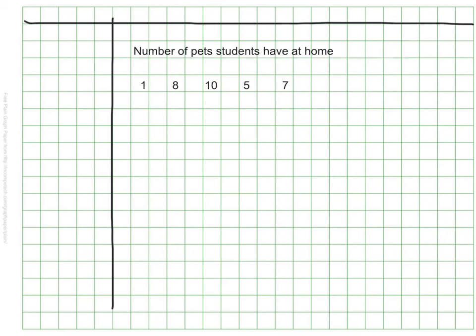If you noticed that there was no mode, you are correct. No number here appeared more than one time, so in this situation there is no mode. It's possible to have 1 mode, 2 modes, 5 modes, or even no modes, depending on the data that you have.